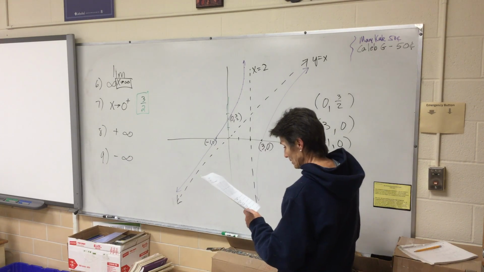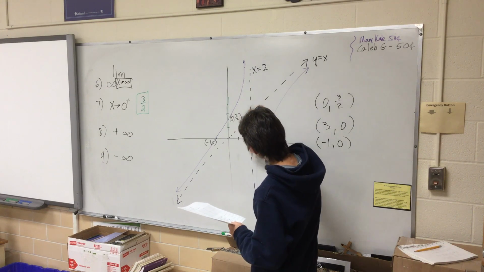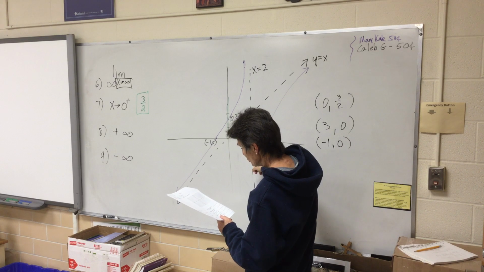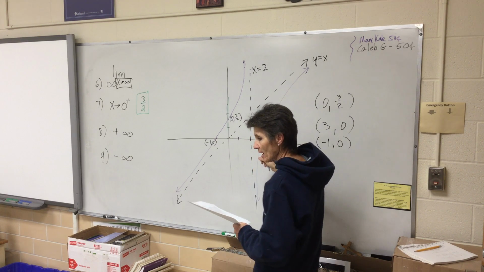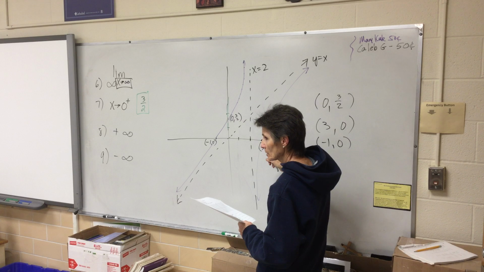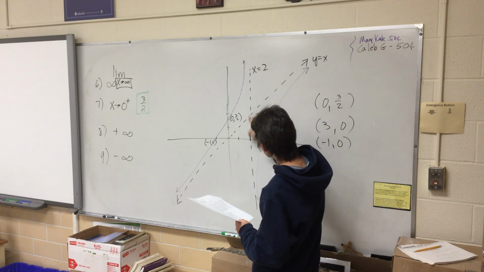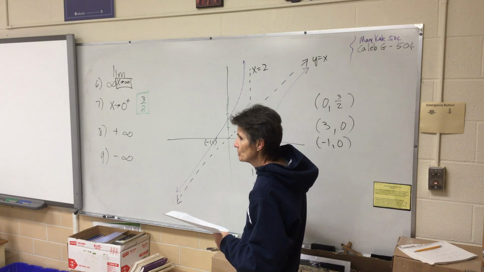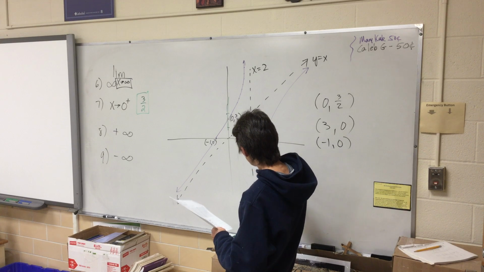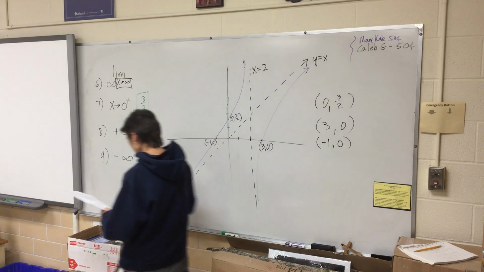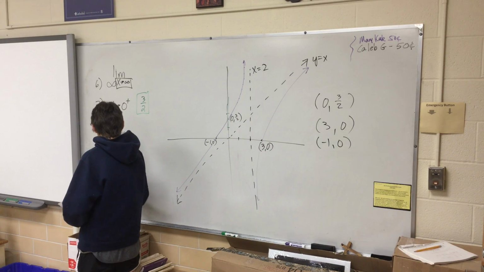Number 10. Let x approach 2. Here's 2. Let x approach 2 from the positive side. All right, so here's 2. Follow your curve, getting closer and closer to 2 on the right side over here. What's happening to your function values? What's happening to y? Negative infinity. So 10 is negative infinity.